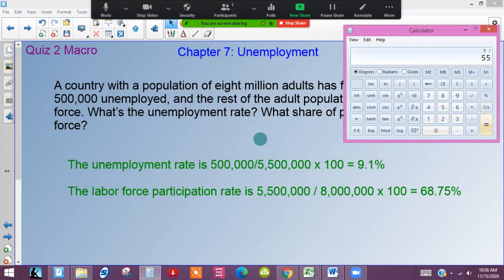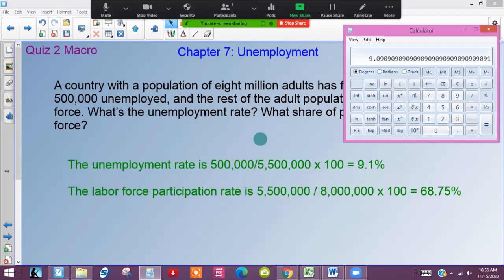Now I'm going to get the correct answer, which is 0.0909. So times 100 is going to be 9.09. So I rounded that up to 9.1% for our rate of unemployment, or unemployment rate.